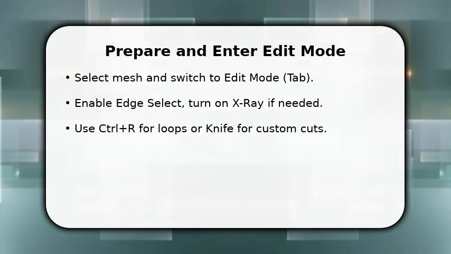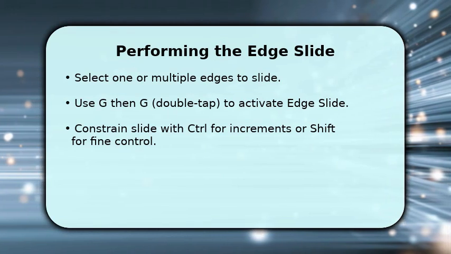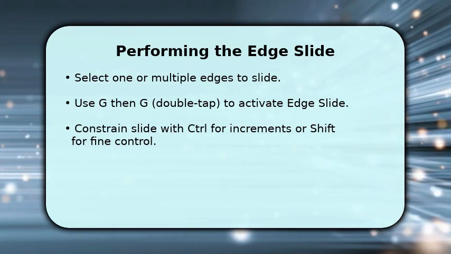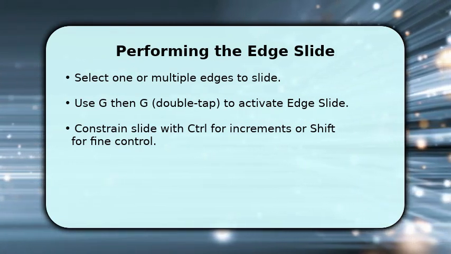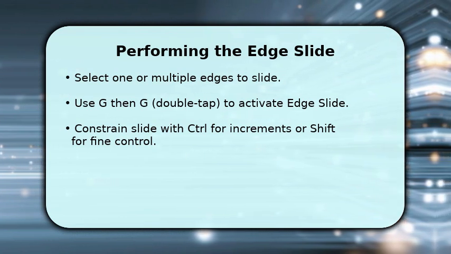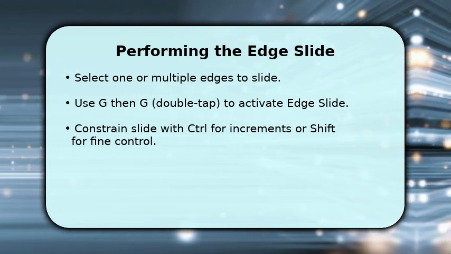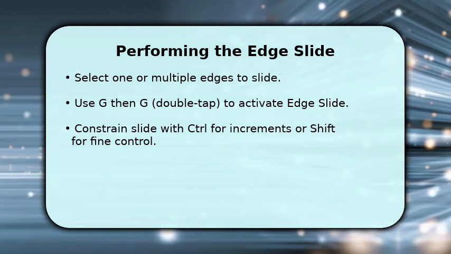You select the edges to move and press G twice to trigger edge slide. This mode preserves loop flow while relocating edges along adjacent faces. Once active, drag and observe how the edge follows surface topology.